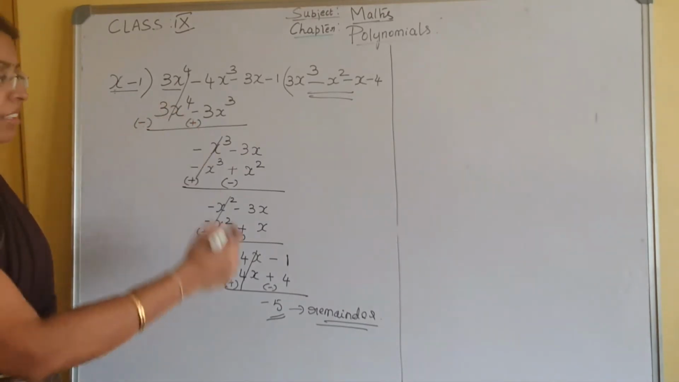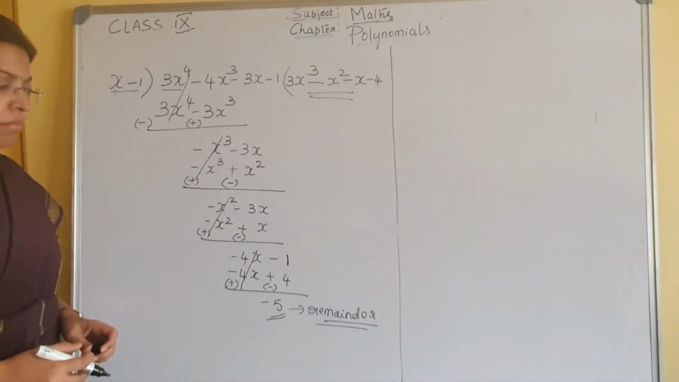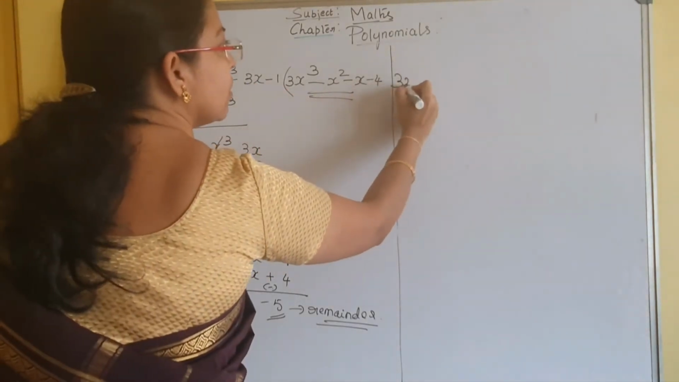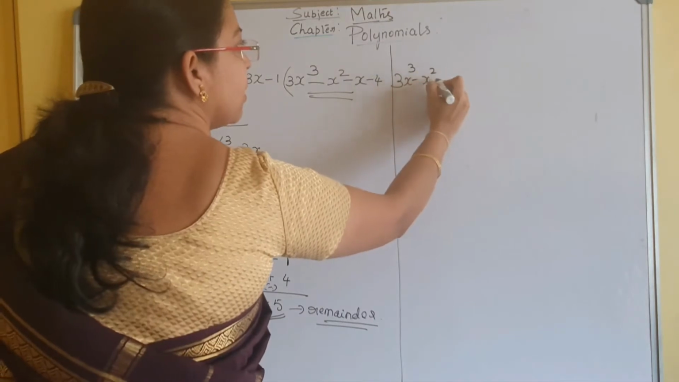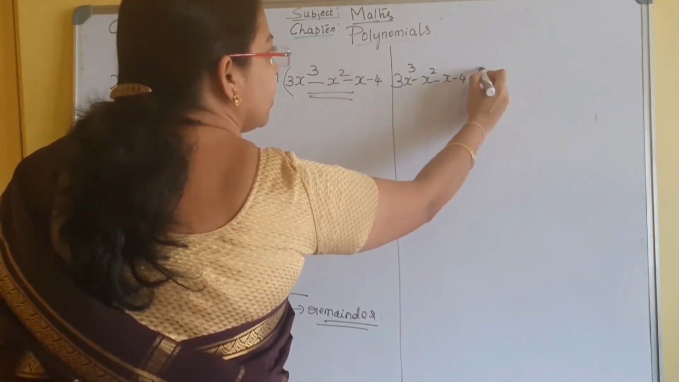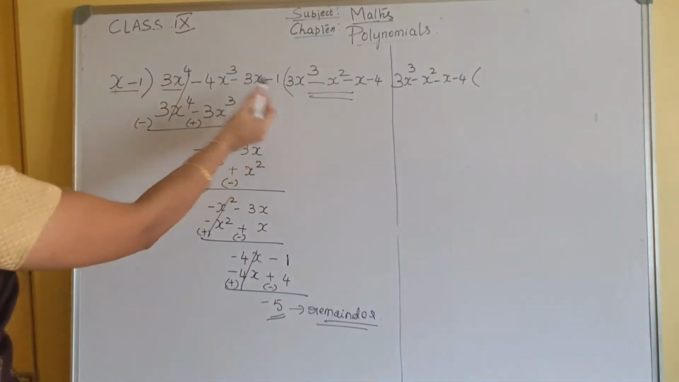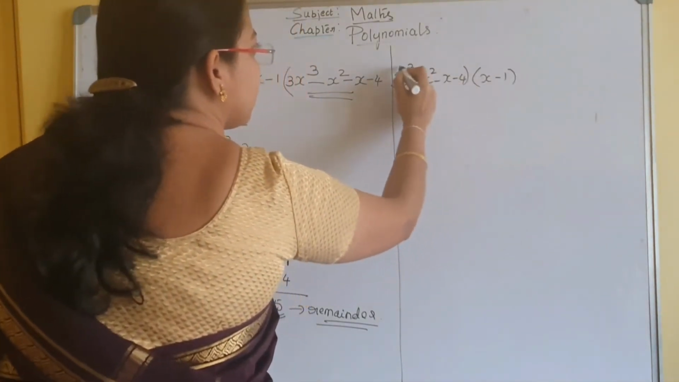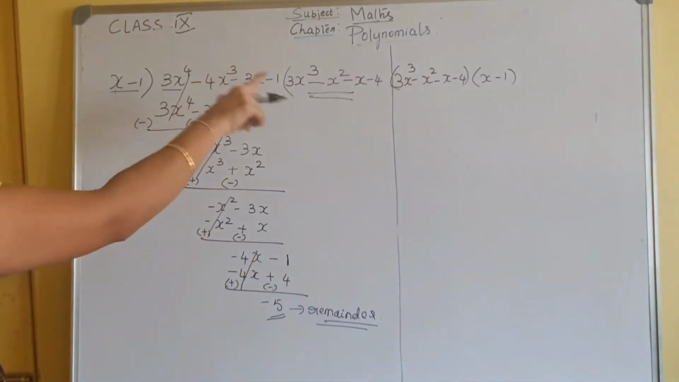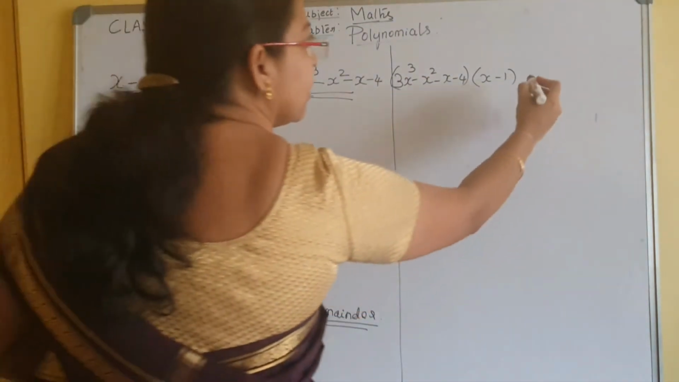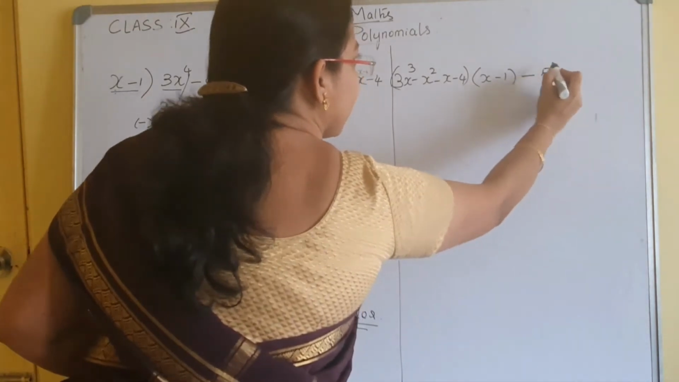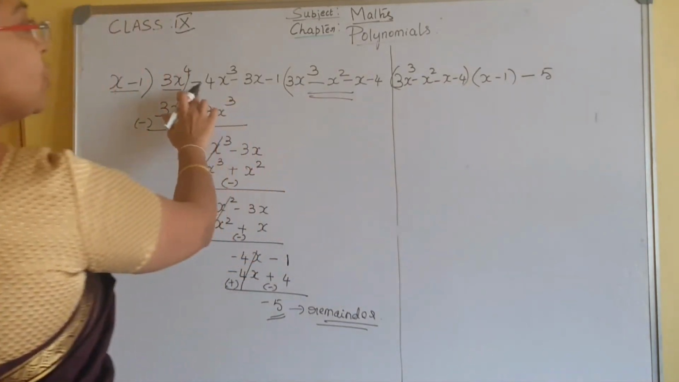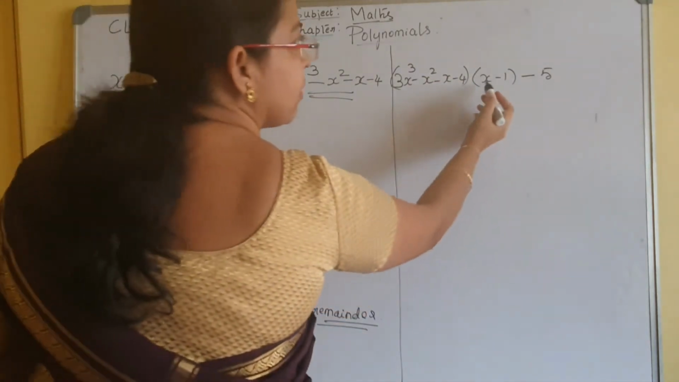So shall we verify this now using the division algorithm? What is the quotient here? 3x cube minus x square minus x minus 4 into, so quotient into divisor, that is x minus 1. We'll have to multiply these two polynomials and then add the remainder, that is minus 5. When you add this, it has minus, right? So minus 5. So you should get back this dividend. Let's see whether we will get it back.